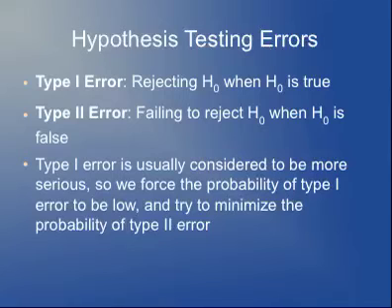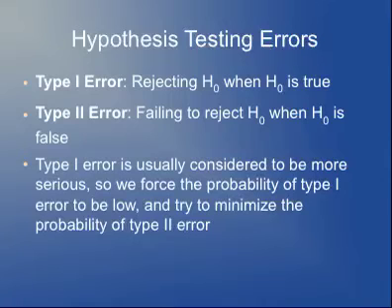It happens a lot. So it's a type 1 error, but that's usually considered to be more serious. So we force the probability of type 1 error to be low, and that's the alpha value. Such as if you have a cutoff of 0.05 for your p-value, then 5 in 100 times you'll have a type 1 error.